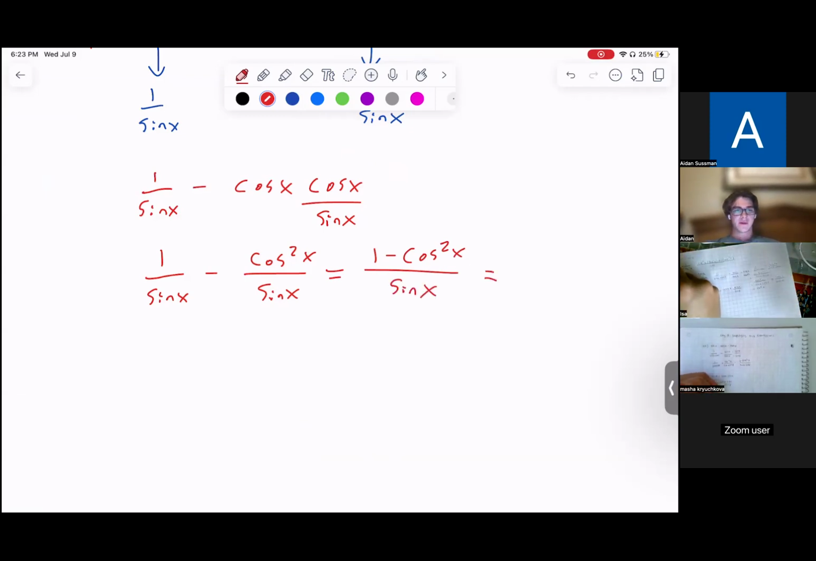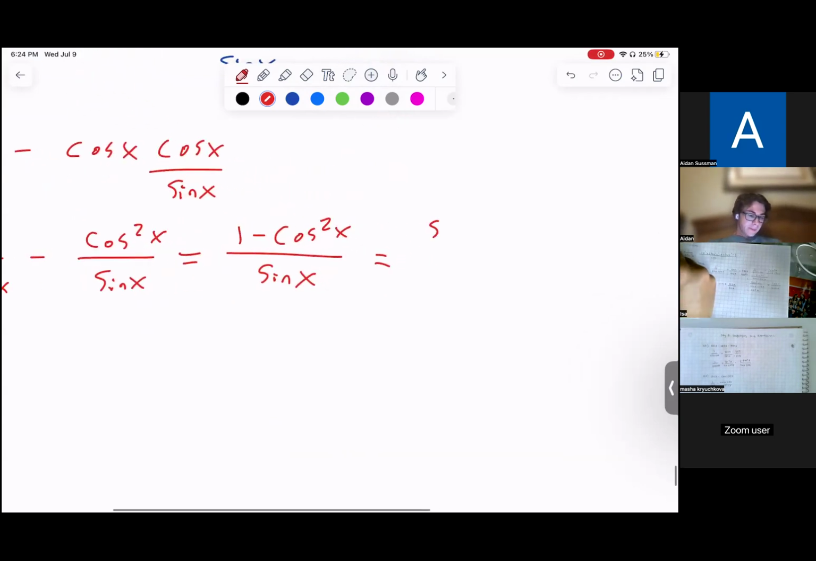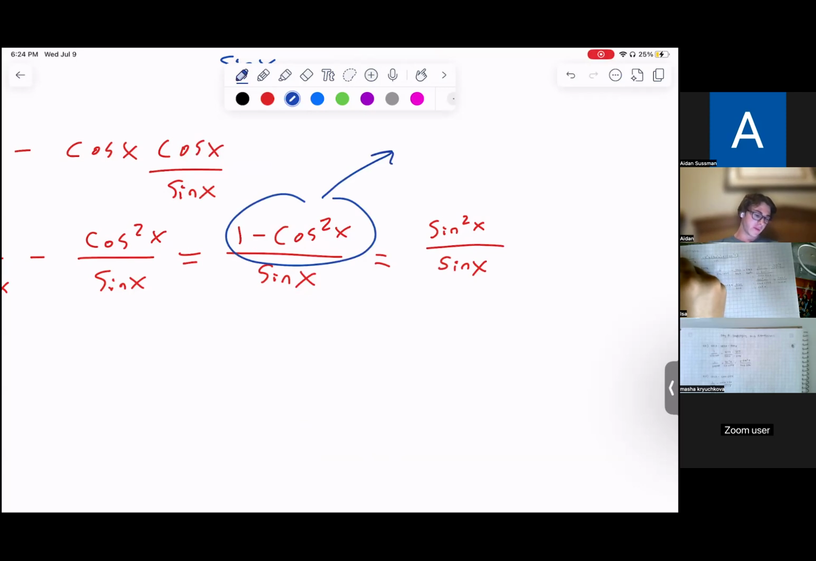And what does that become? Maybe Helena, can you tell me what does this become? Is it sine squared over just sine of x? Yeah, this is our Pythagorean identity, right? Sine squared x plus cosine squared x equals 1. That's our Pythagorean identity.